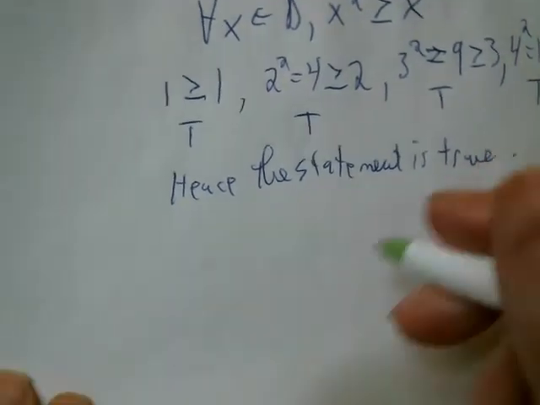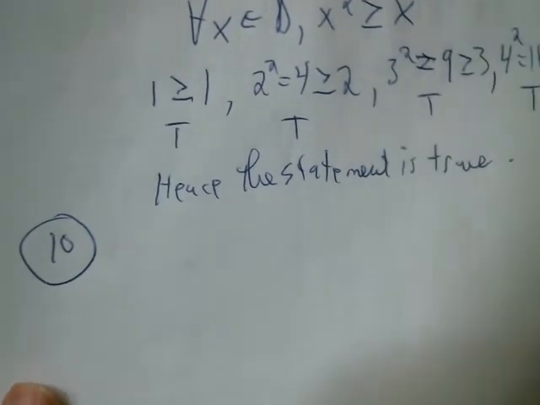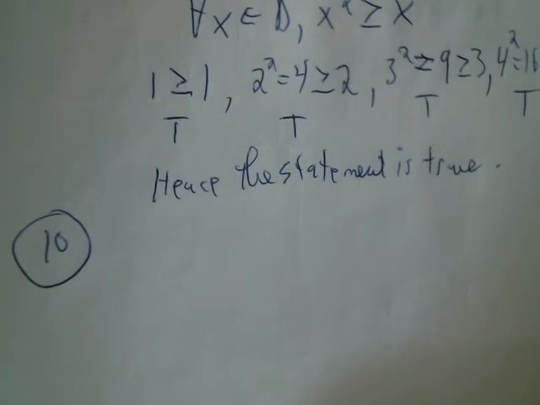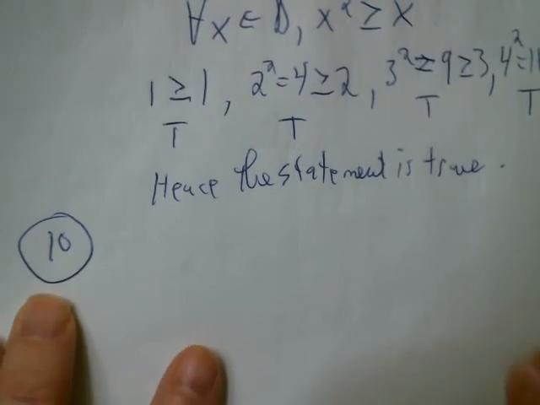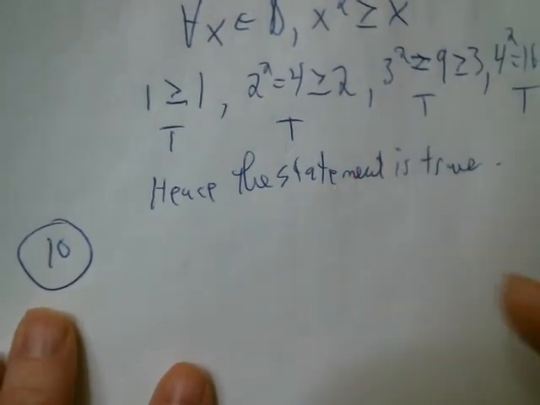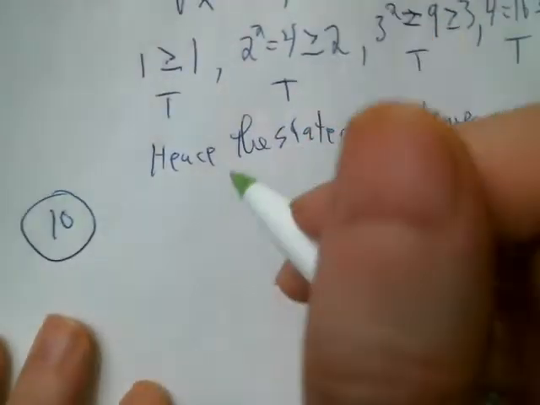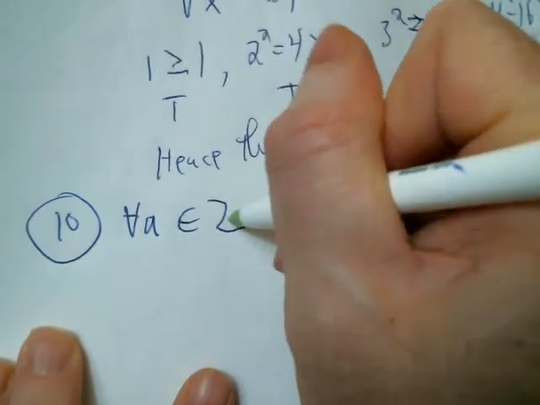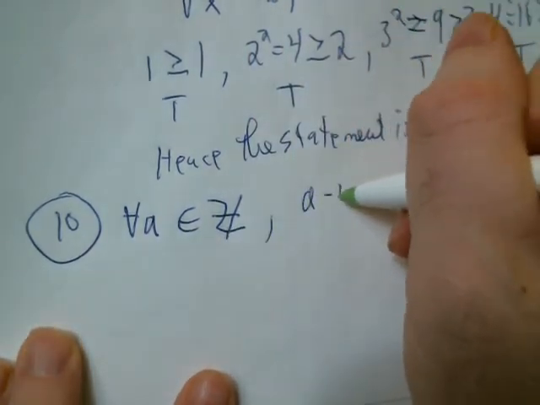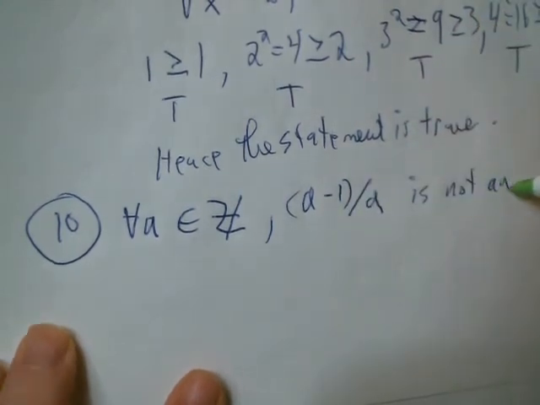Okay, let's look at one from the exercises. This is number 10. We have a universal statement and we want to prove it's not true. The way you show that a universal statement is false is to find a counterexample. All you have to do is find one instance where it doesn't work, and then that means it doesn't work for all whatevers. So in this case, number 10, the statement is for all a in the integers, a minus 1 divided by a is not an integer.